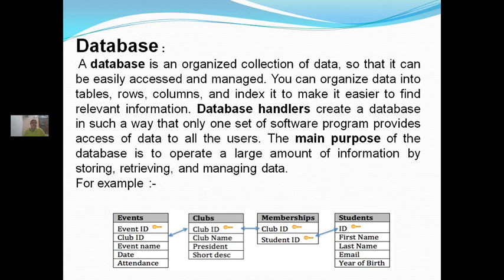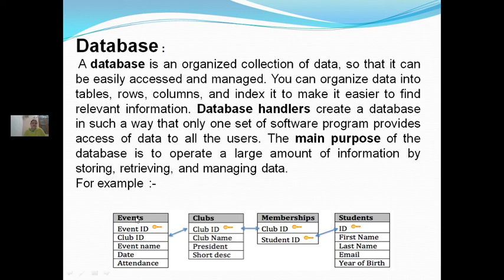Database. What is a database? A database is an organized collection of data so that it can be easily accessed and managed. We collect the raw data and organize it in a systematic manner so that it can be used, accessed, and managed. You can organize data into tables, rows, and columns, and index it to make it easier to find relevant information. So the main purpose of a database is to operate on a large amount of information by storing, retrieving, and managing data.